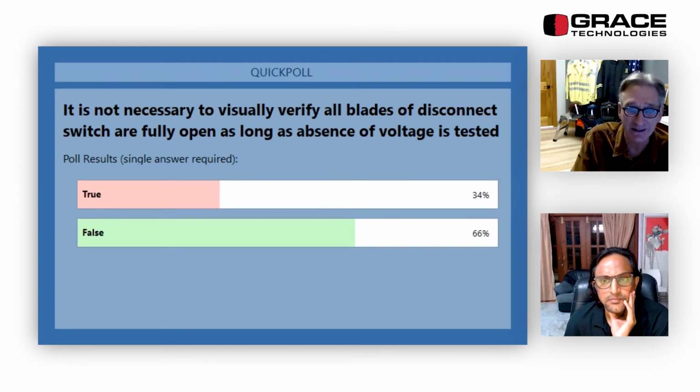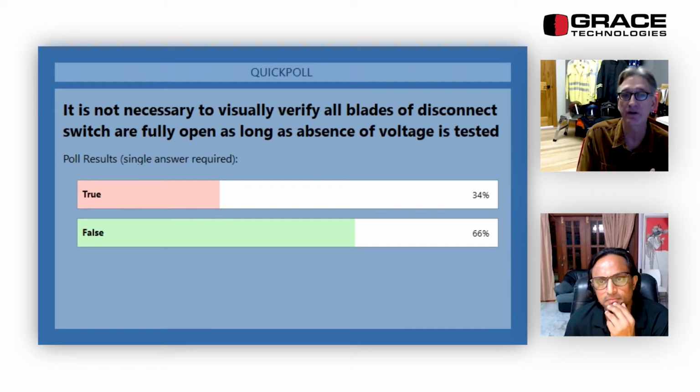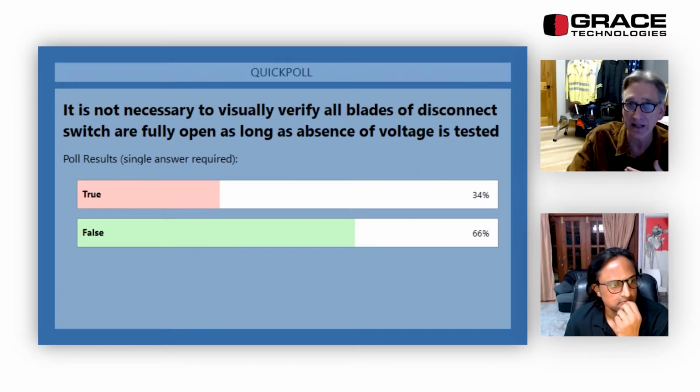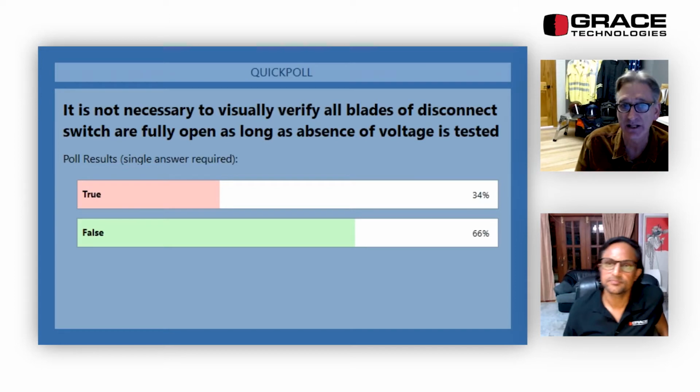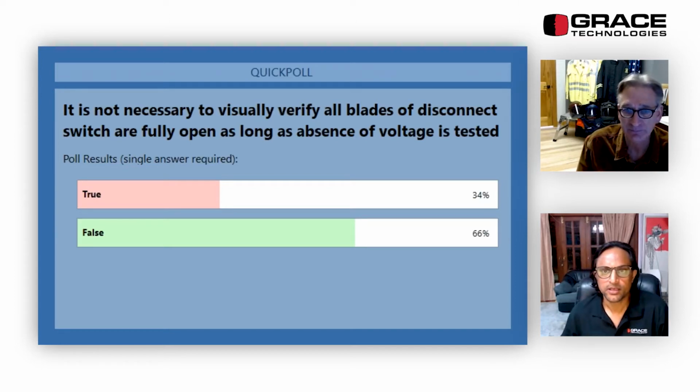So it doesn't matter, it just tells us this step needs to be done. We need to, if it's possible, visually verify that the blades are out. If it's possible, visually verify that the rack-in type circuit breaker, the draw-in, draw-out type circuit breaker, is close to the door, and that it could not be energized in the position that it's sitting. Okay. So the correct answer is false. 66% answered it correctly. So that's good.